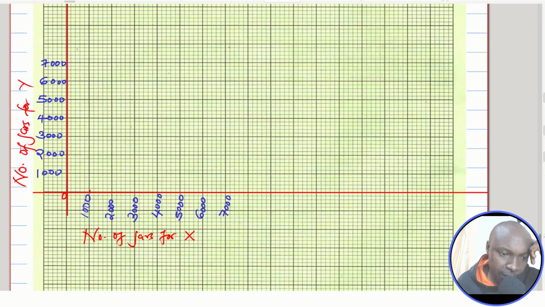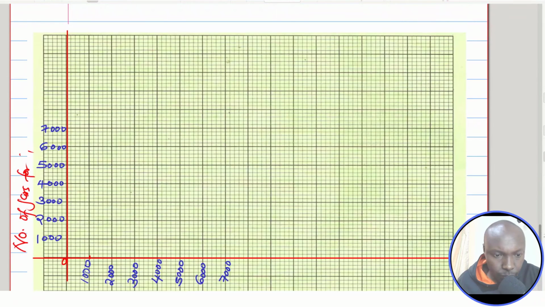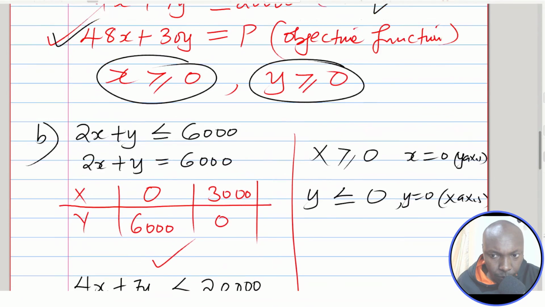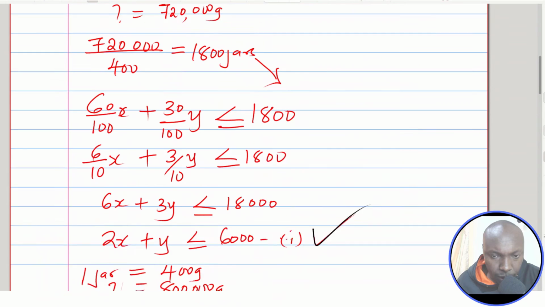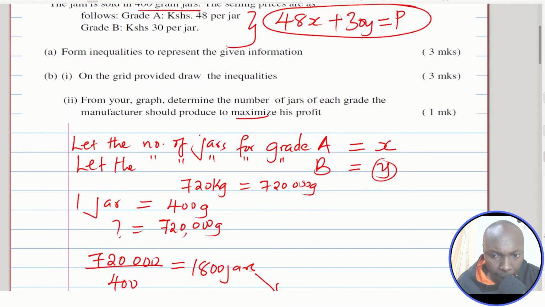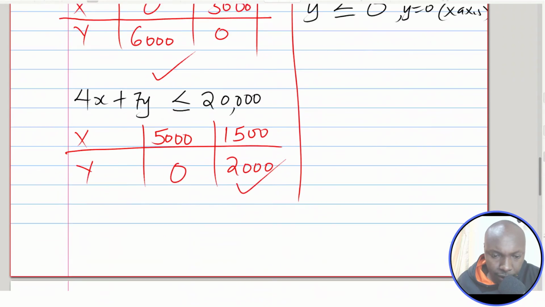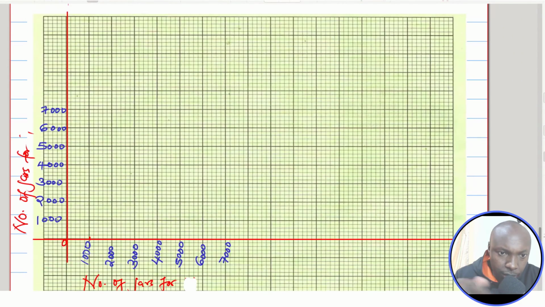So the y-axis represents the number of jars for grade y, and the x-axis the number of jars for grade x. So there's no problem with that.